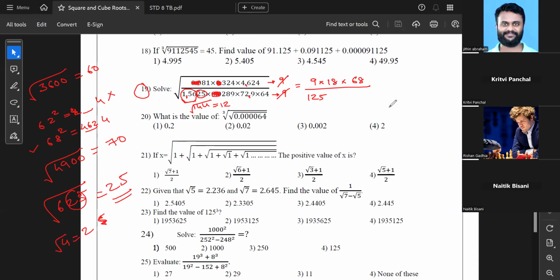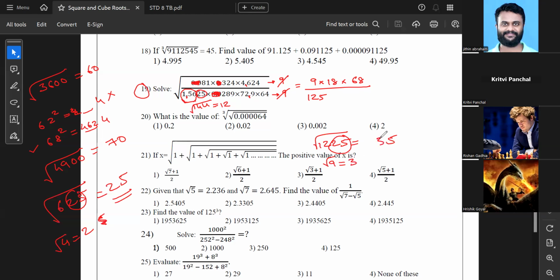Another example I will give you. Let's say 1225, isska square root nikalna hai. 25 ka square root 5, 12 ka neeche wala perfect square is 9, so 9 ka square root is 3, you will write 3 over here, 35. So this is a technique which you can use to find 25 related square roots.